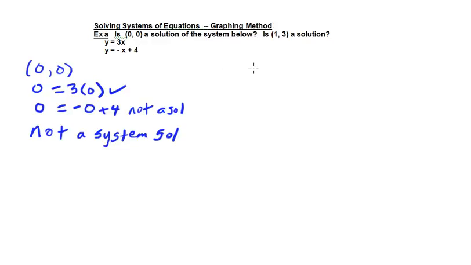Now let's test the second point, 1, 3. So just like before, we're going to plug it into the first equation, and this time y is equal to 3. So for the first equation, we've got 3 is equal to 3 times x, which is 1. And this also checks out, it's correct. So the point is a solution of the first equation.